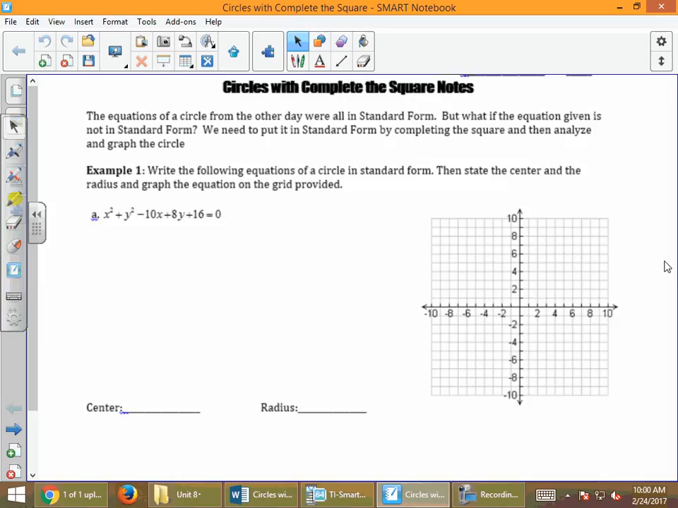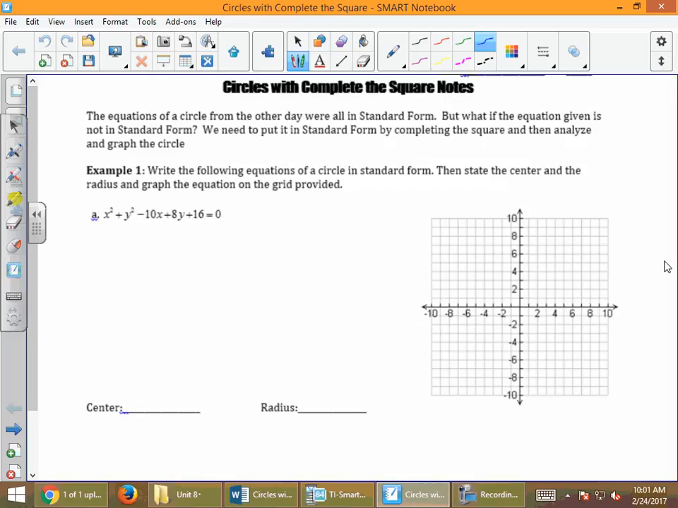Again, they are the exact same steps every single time, just different numbers. This first one might seem a little overwhelming, but the last one is going to be a piece of cake. It's the same steps. So what we're going to do is write this in standard form, find the center and the radius, and graph it. Steps 1, 2, 3 are exactly what we did yesterday. This first part, writing it in standard form, is a little new.